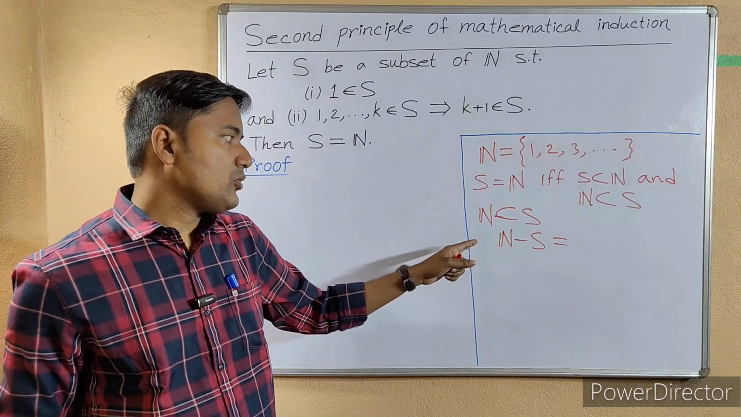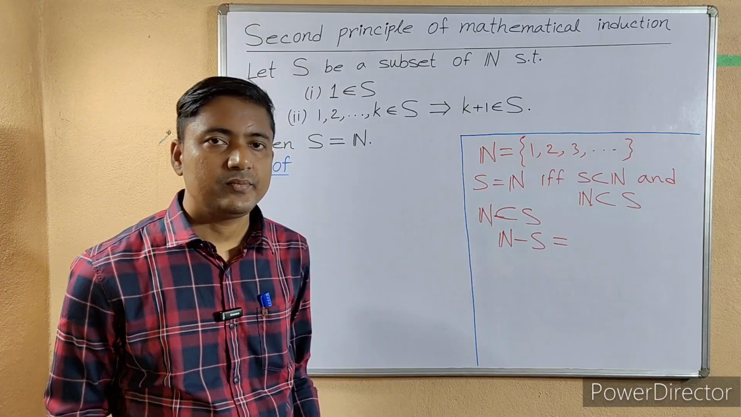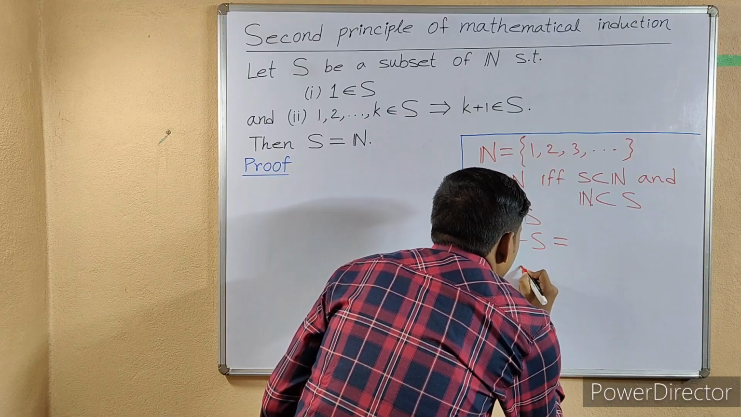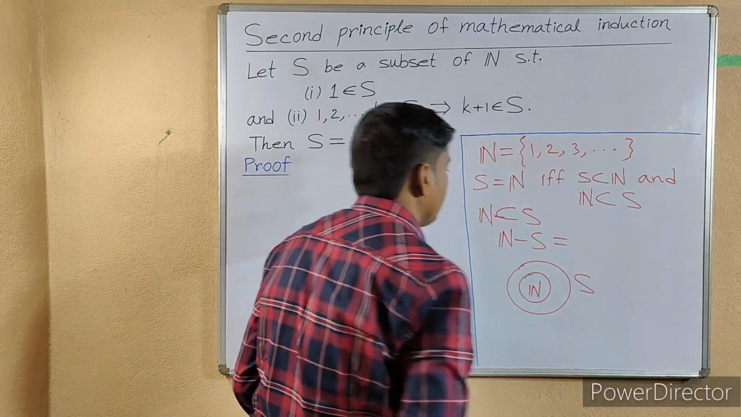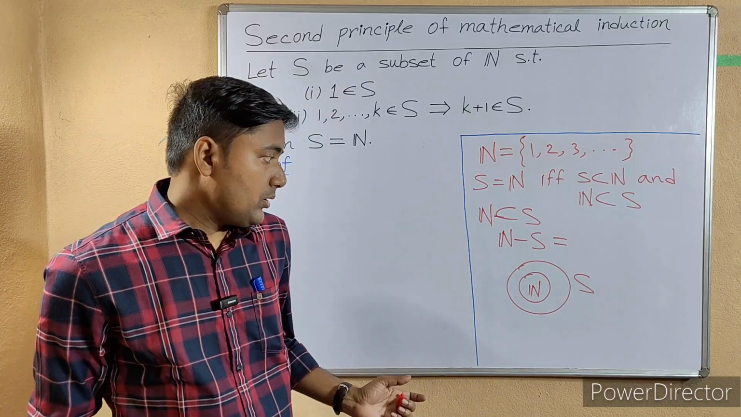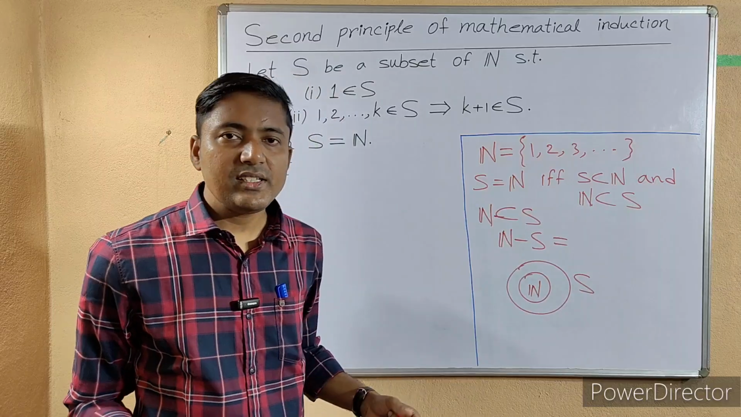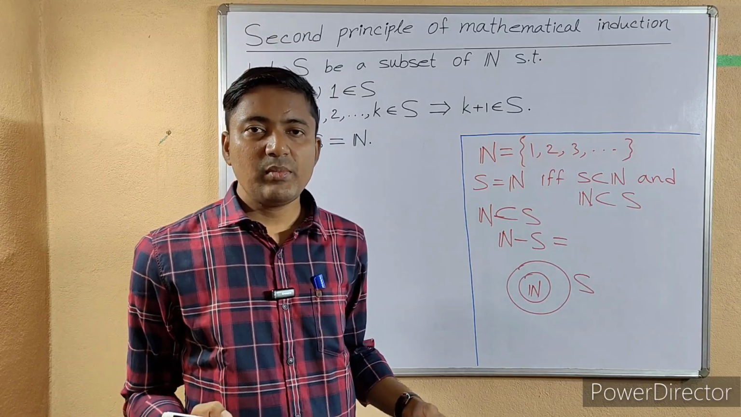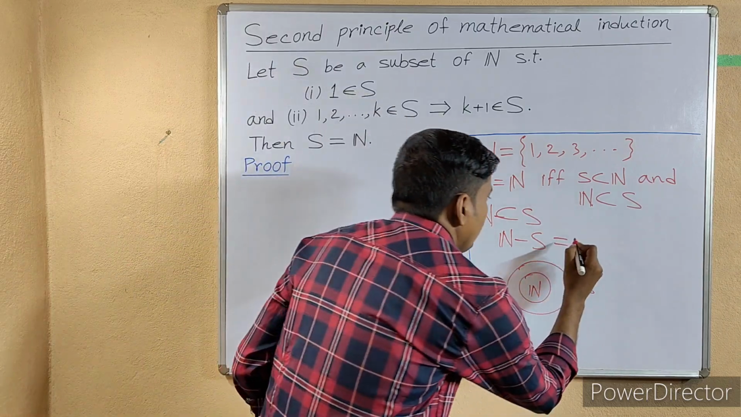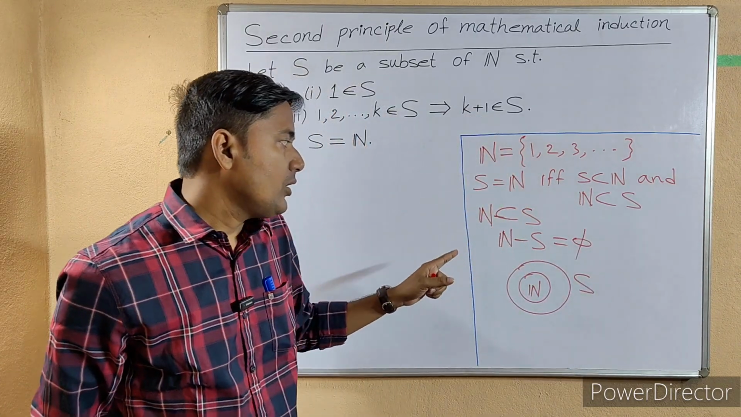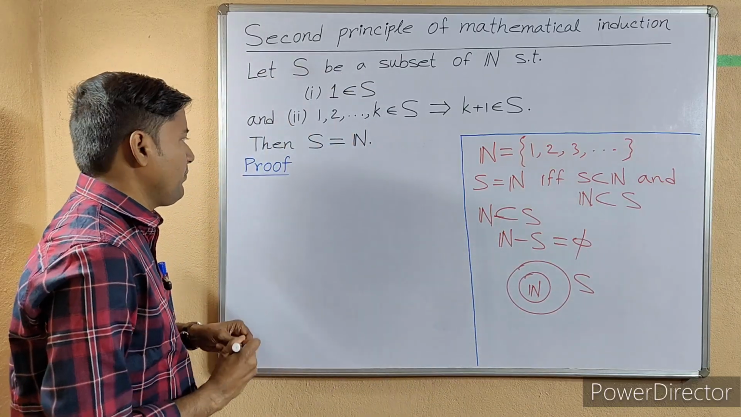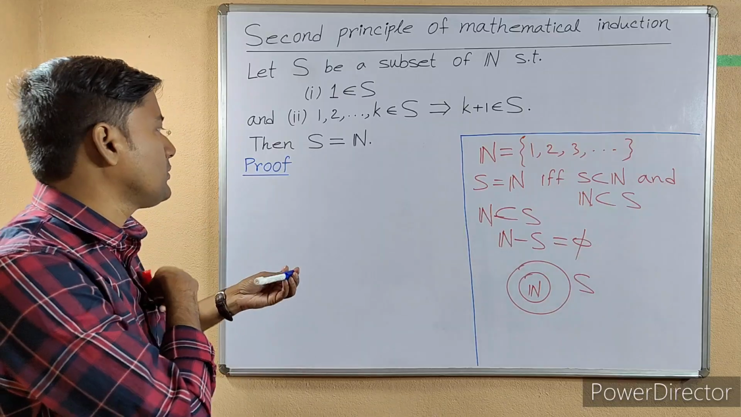To prove N subset of S, we have to prove N minus S equal to what? Suppose this is N and this is S, with N a subset of S. Clearly, N minus S contains nothing, that is, N minus S equal to phi, the empty set or null set. So to prove N subset of S, we have to prove N minus S equal to phi. Okay, now we start the proof.